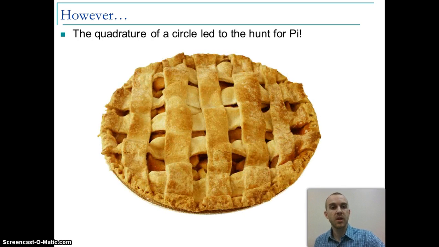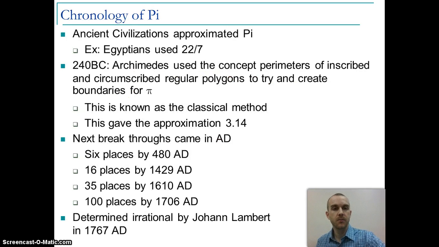Now, because they kept searching for this quadrature of the circle, that's what led to the search for pi. And if we think about where pi has come from, civilizations have been searching for it since the Egyptians and Babylonians, where they started with 22/7, and even a couple other values with 3 or 4 decimal places were used by the Babylonians. Archimedes tried to use the idea of perimeters and inscribed or circumscribed polygons to create the boundaries. And you could see that as you increase the number of sides of your polygon, it becomes closer and closer to a circle.